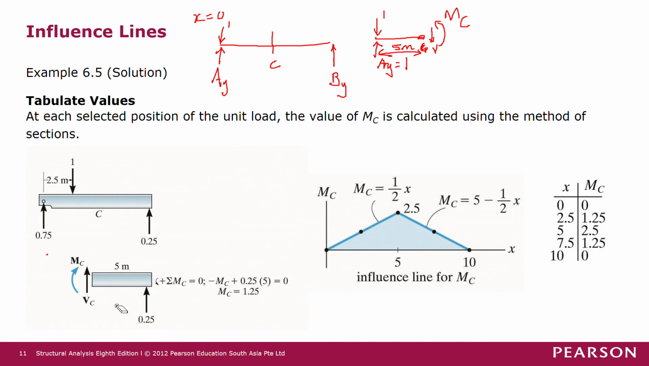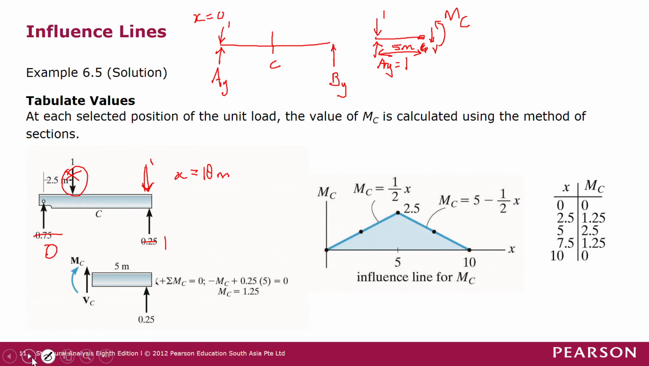So now if the force has already moved here to support B, it's no longer here. This one unit force is normal there, but it is at support B, so this is when x equals 10 meters. When this one unit force is at support B, support B will have a support reaction of 1 unit, and the support reaction at A becomes 0.